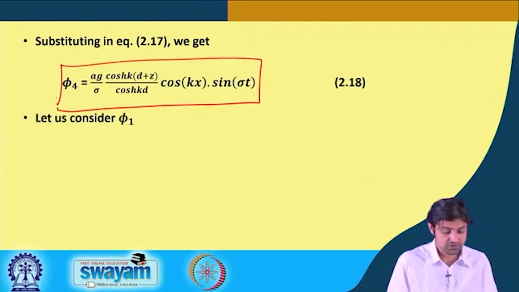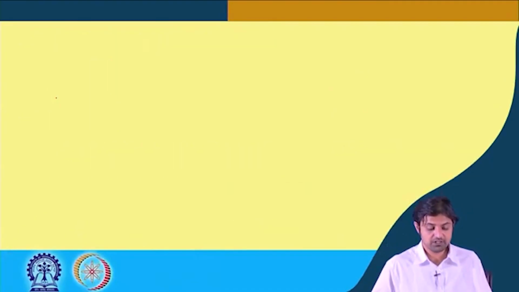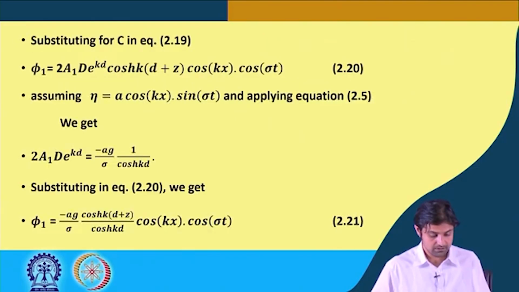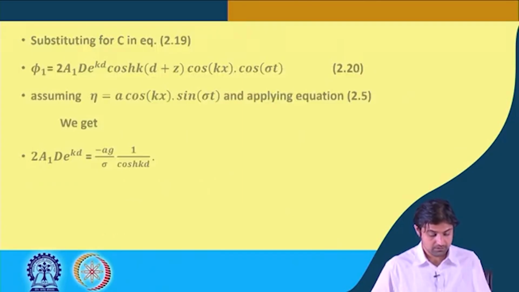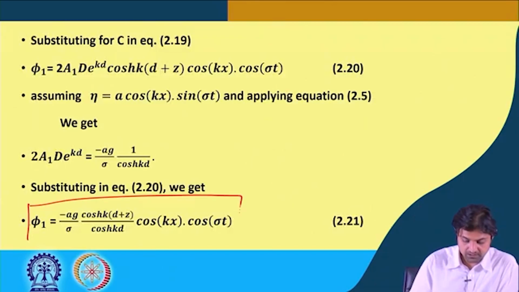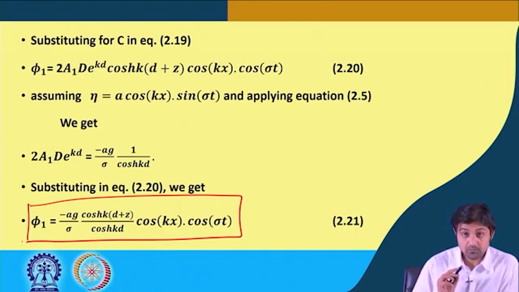And we repeat the same procedure again for phi 1, applying the kinematic bottom boundary condition first and then applying the dynamic. I am skipping because it is essentially the same process. More important is this term. So, phi 1 we get is minus A g by sigma cos h k d plus z. If you remember, phi 2 and phi 4 were positive, and phi 3 and phi 1 were with the negative sign after the derivation.